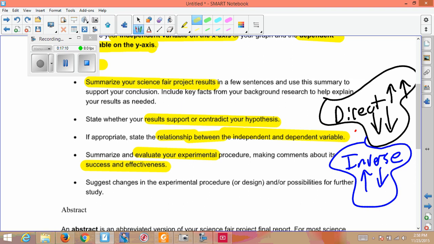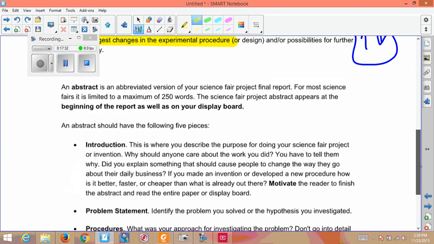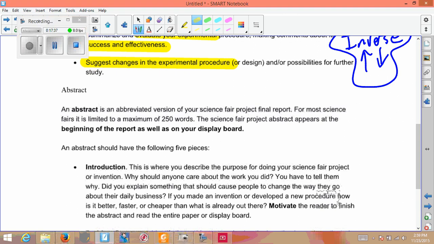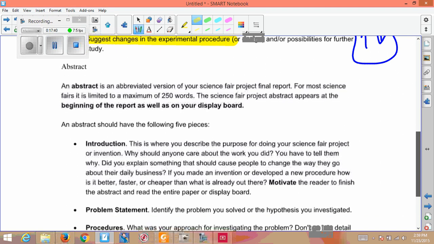All right, now, the abstract is an important part. It's like the back cover of a book. If you've ever picked up a book at the library or the bookstore or your teacher's bookshelf, you turn it over on the back and you read the little blurb on the back. That's an abstract. It's enough information to get you interested and make you want to read the thing. All right? So for most science fairs and ours, the abstract should be about 250 words. It is at the beginning of your report as well as on your display board.